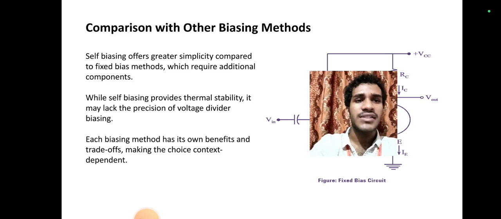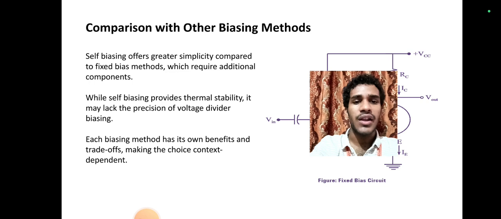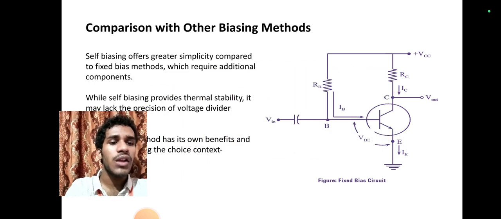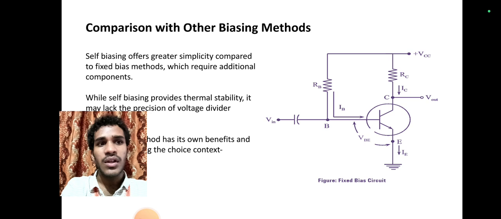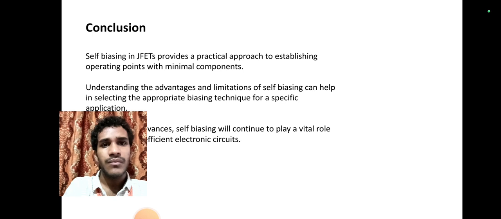Comparison with other biasing methods. Self biasing offers greater simplicity compared to fixed bias methods, which require additional components. While self biasing provides thermal stability, it may lack the precision of voltage divider bias. Each biasing method has its own benefits and trade-offs, making the choice context dependent. Here we look at the fixed bias circuit. What is the basic difference between the fixed bias circuit and the self bias circuit? Here RB is present, and in the self bias circuit RS is present.